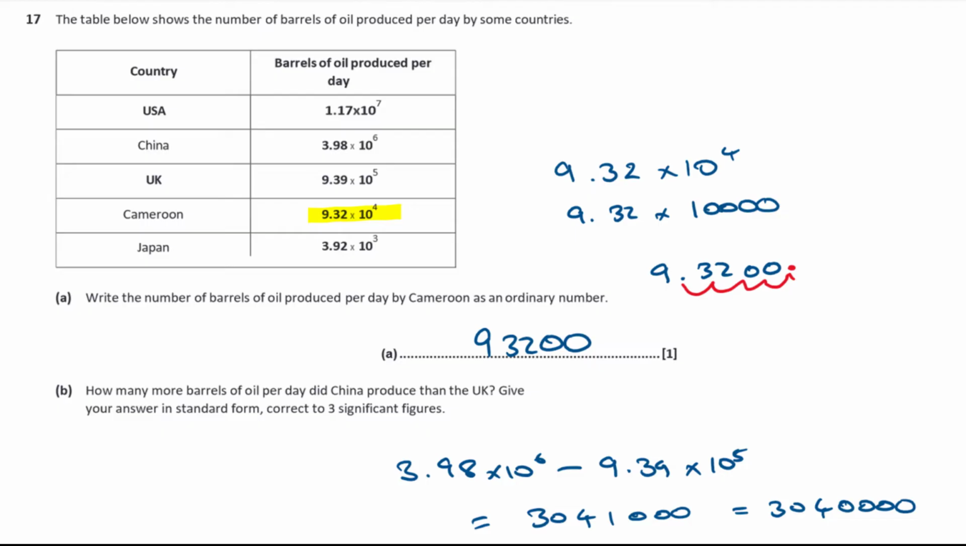So it's that, and then as a number in standard form, I'm going to have to put a decimal point between the 3 and the 0. And the decimal point has moved 1, 2, 3, 4, 5, 6 jumps back, isn't it? So it's going to be times 10 to the power of 6. So it's 3.04 times 10 to the 6 more barrels, which is quite a lot.